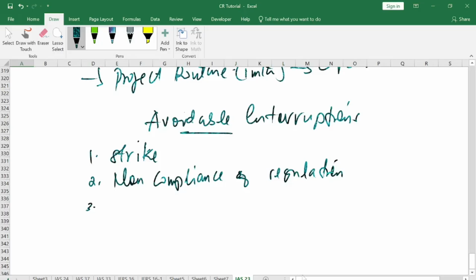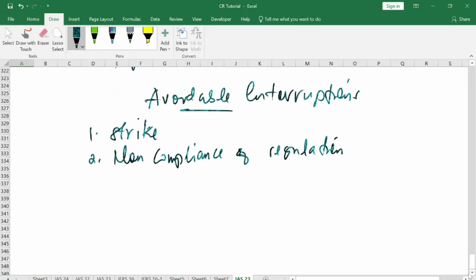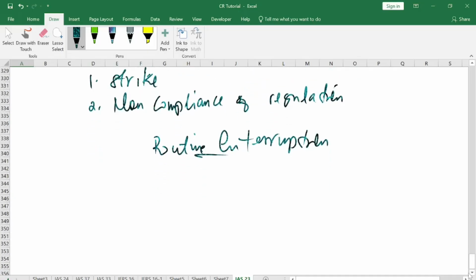So strike and non-compliance of regulation. When you are not complying with regulation, you can be asked to stop the work. So broadly, these two can cause the project to stop. Now let's look at routine interruption. What do we have here? One of them is inspection of the project. When you break for inspection, it is a normal routine, so you capitalize the interest.